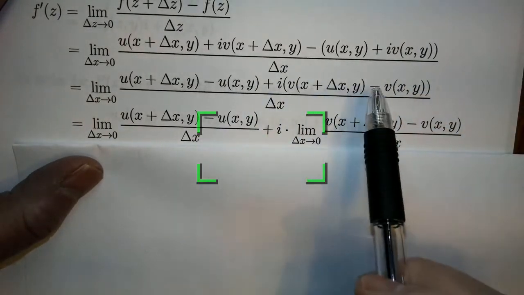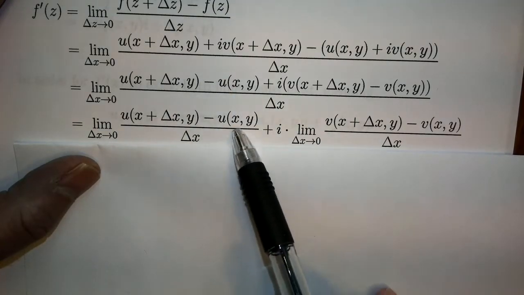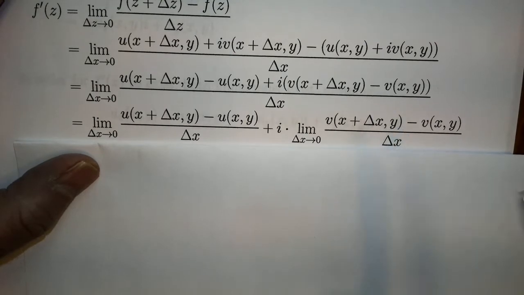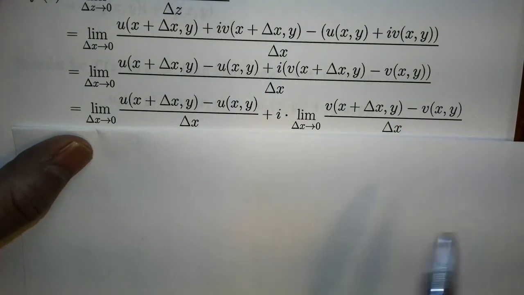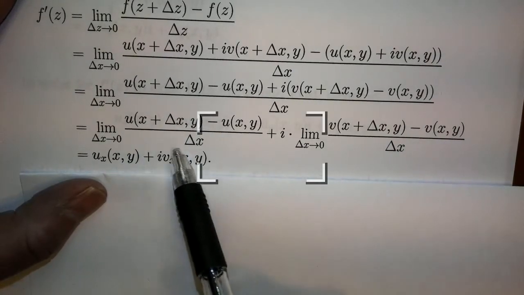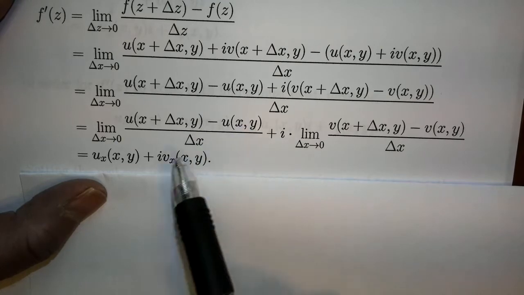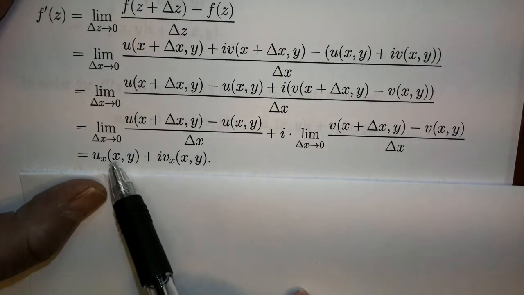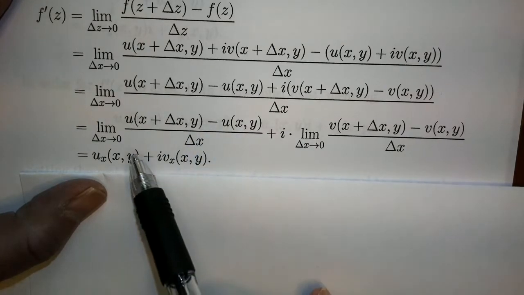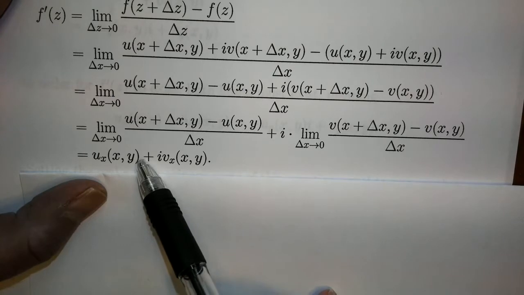Then we're going to break this limit up into 2. So we'll take all of this stuff, put it over here. We'll take all of this stuff, put it over here, and we can factor an i out of that second limit. Now, as delta x goes to 0, this is a partial derivative where we're treating y as fixed. So it is the partial derivative of u with respect to x at x, y. This whole thing collapses to be the partial of u with respect to x at x, y.